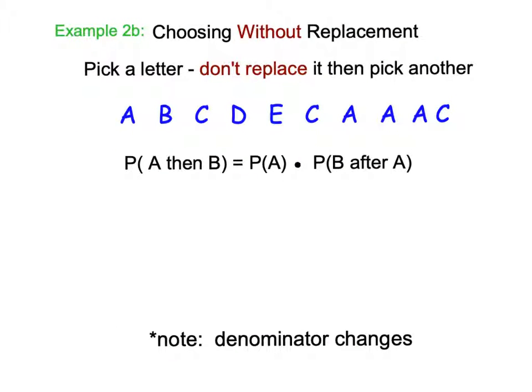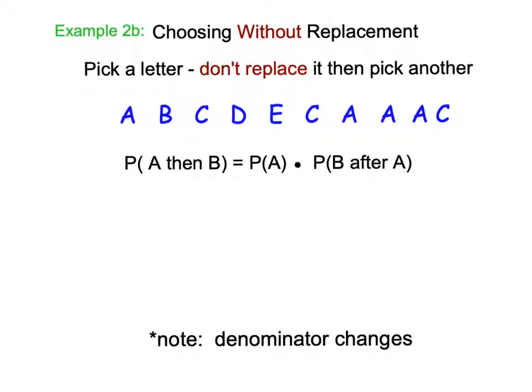This brings us to our sub-example of probability of dependent events, and that's choosing without replacement. Because we do something in the first event and don't replace it back into the list of options, you are affecting the probability of the second outcome.